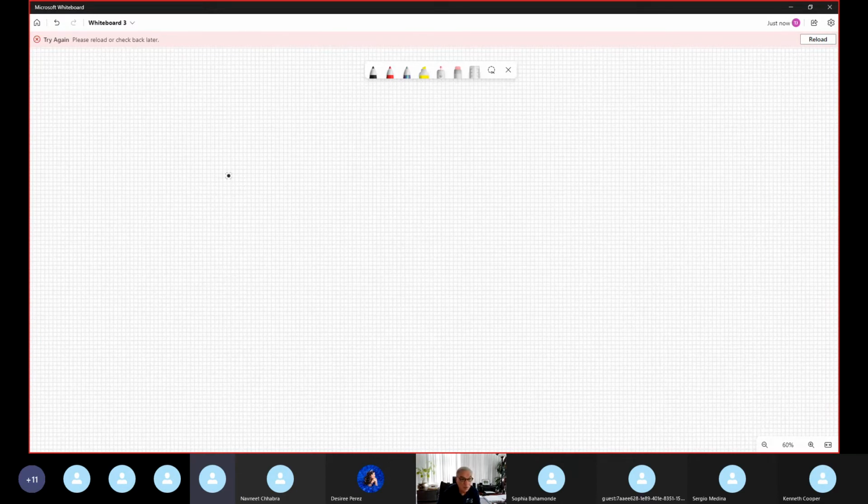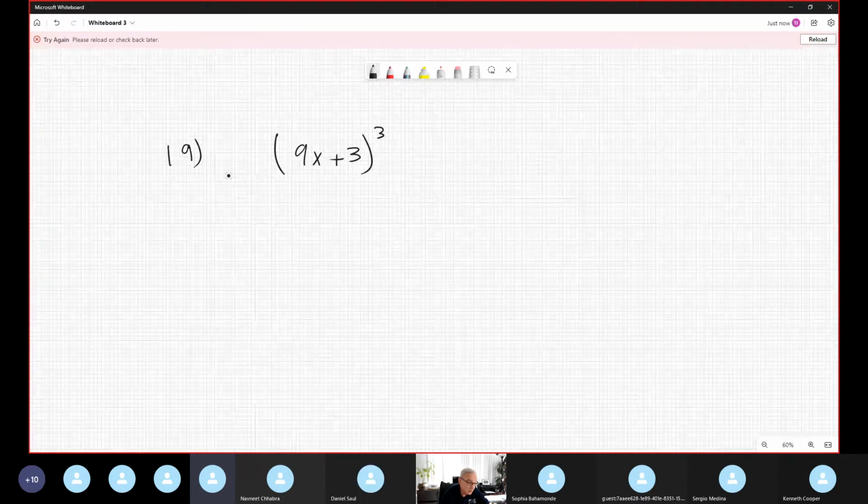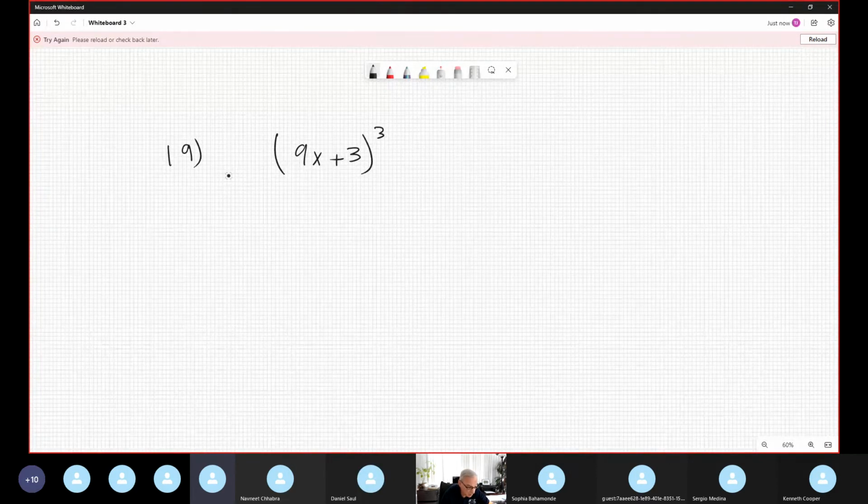Okay. Suppose this binomial is given. Problem 19 is 9x plus 3 cubed. But they want, let me read again, the coefficient of x in the expansion of this. But is it 6 or 9? It's 6. I copied wrong.